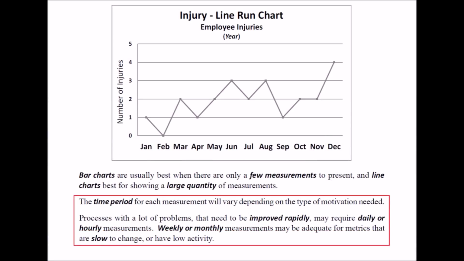The time period for each measurement will vary depending on the type of motivation needed. Processes with a lot of problems that need to be improved rapidly may require daily or hourly measurements. Weekly or monthly measurements may be adequate for metrics that are slow to change or have low activity.